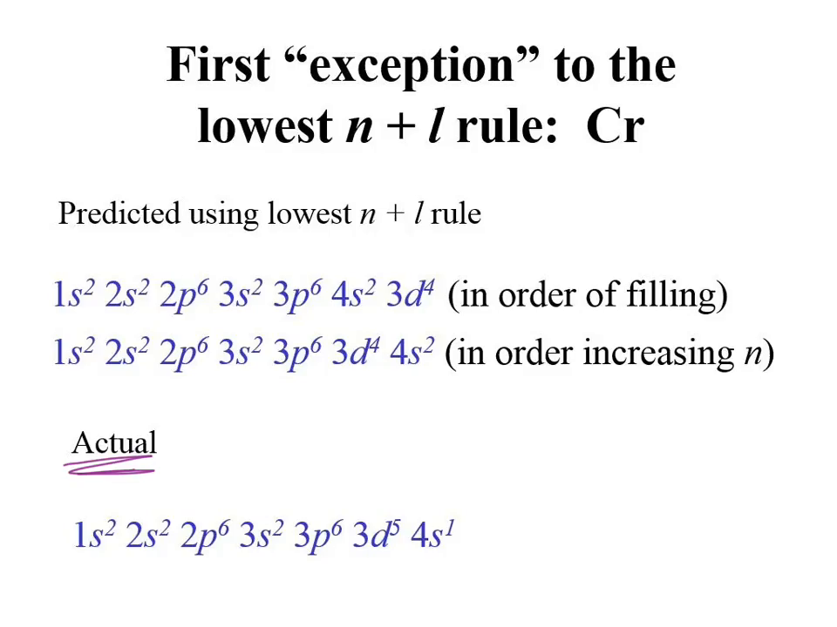So notice that instead of having the 2 electrons there in the 4s, it has 1 electron in the 4s. And instead of having 4 electrons in the 3d, it has 5 electrons in the 3d. So 1 electron that was tucked away in the 4s kind of jumps ship and is promoted to the 3D. And there's a reason for that.